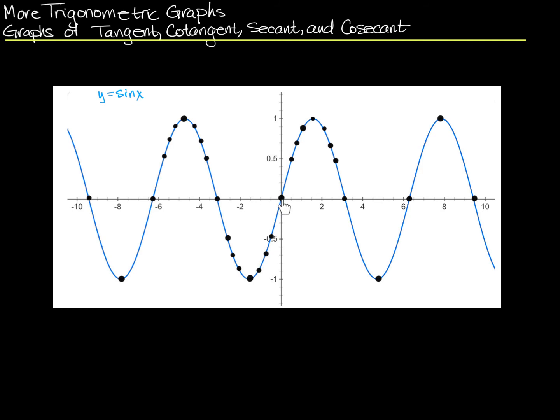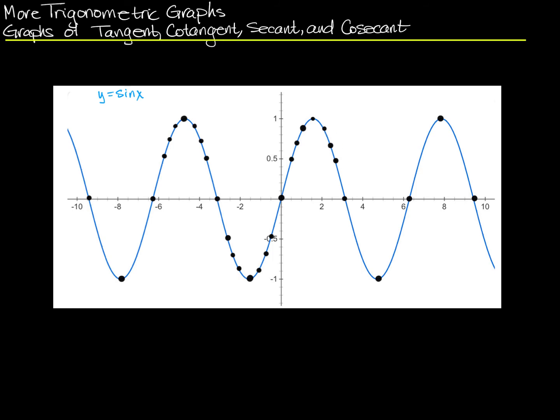So I know some of the values for sine are 0 at 0, pi over 6 is 1 half, pi over 4 is square root of 2 over 2, pi over 3 is square root of 3 over 2, and pi over 2 is 1. The sine of pi over 2 is 1. So what's the next one? Pi over 2 plus pi over 6 is 4 pi over 6, which is 2 pi over 3. So at 2 pi over 3, the sine there is the square root of 3 over 2, and so on.